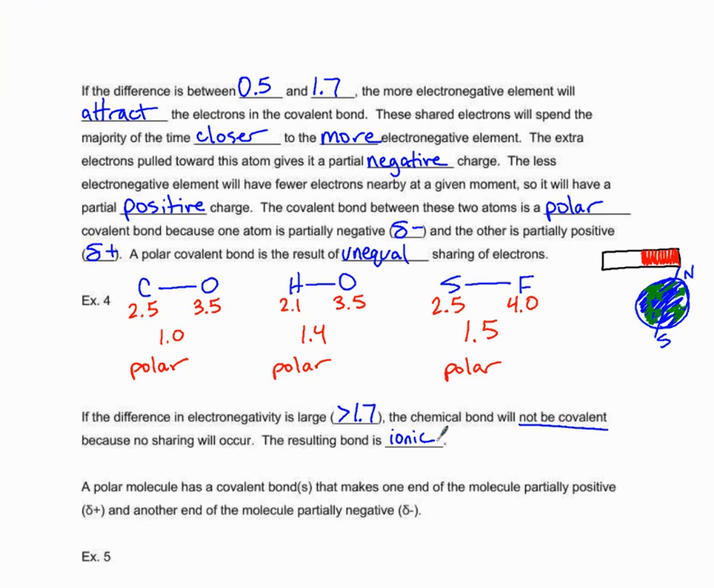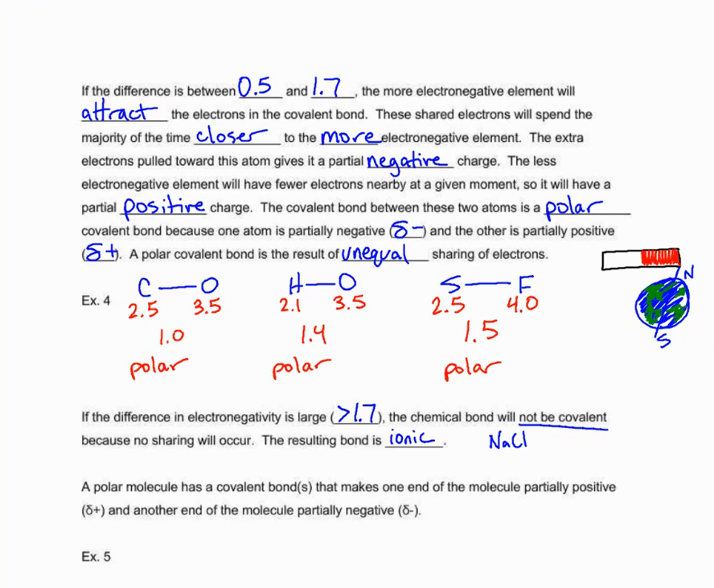So I'll just give you one quick example. If you look at sodium chloride, it forms an ionic bond, not a covalent bond. And you'll notice I didn't draw a line between them. A line would indicate a covalent bond. These two are just here.